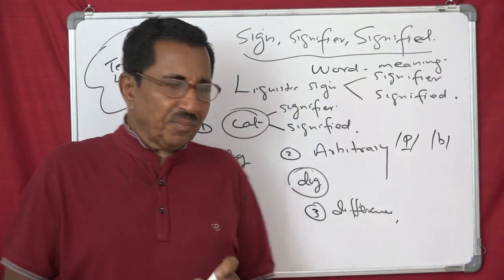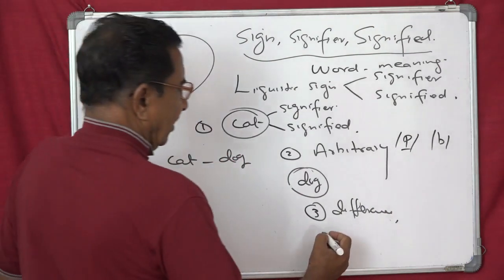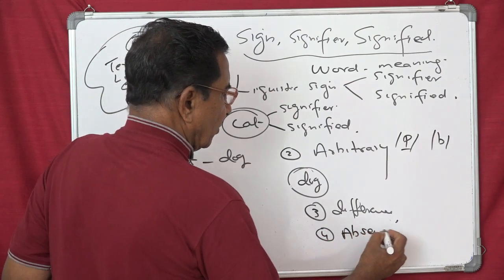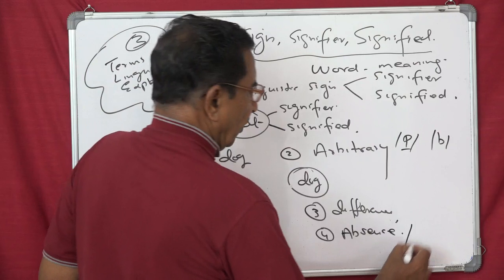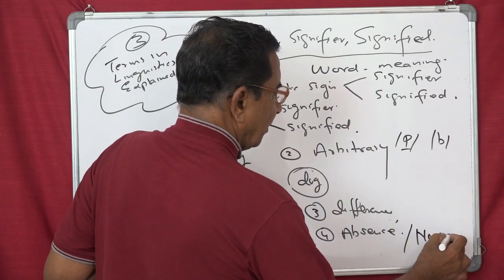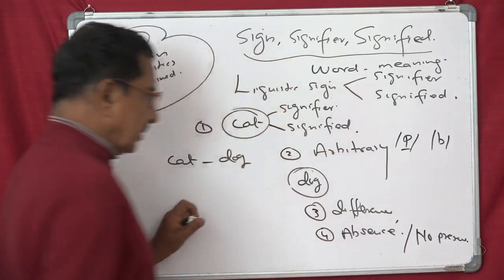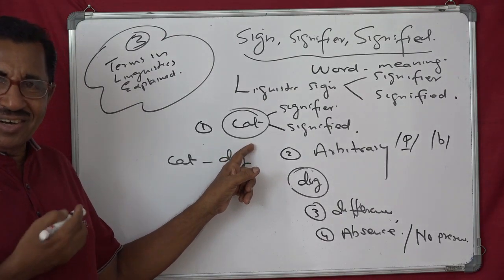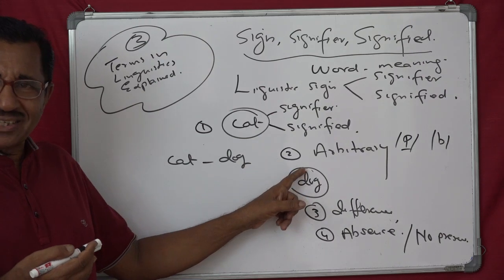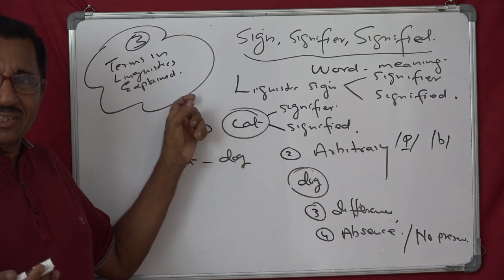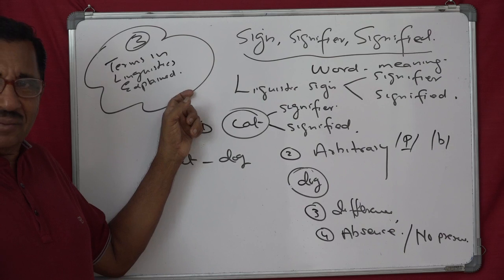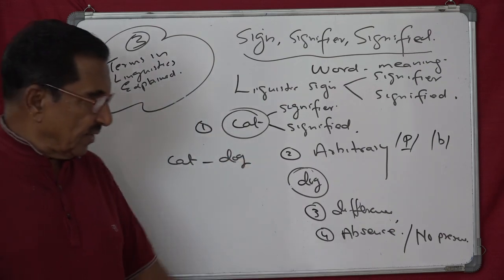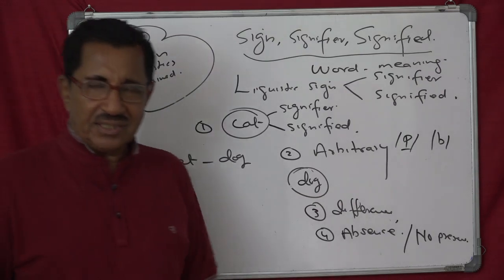So the same thing here also: difference. And the fourth point is, you must have come across this word. In the linguistic sign there is only absence, no presence. What do you mean by no presence? The cat is not present here. The cat is absent. You can't say the cat is here. Dog is not present here. Dog is absent. Man is not present in the word man. Man is absent there. But you find only the concept there. That's what is meant by saying absence and not presence.